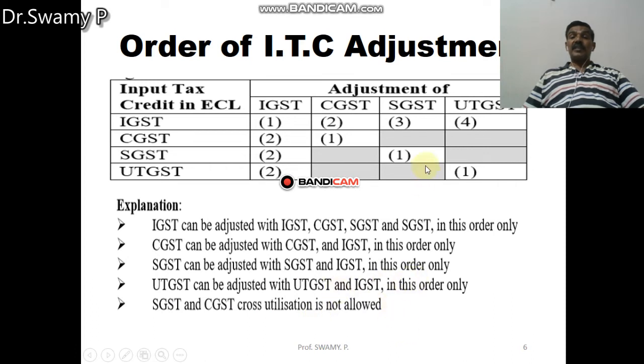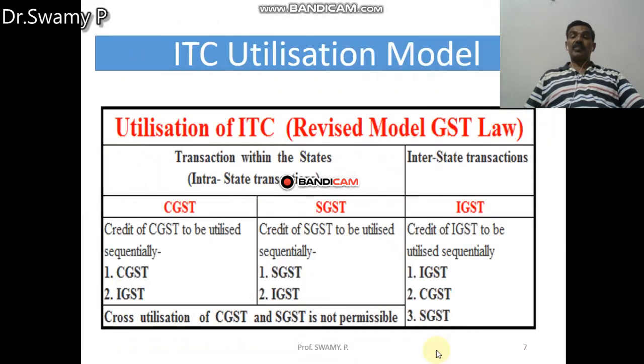And a very important thing here is intrastate input taxes cannot be adjusted one against another. That means SGST and CGST cross utilization is not allowed. CGST cannot be adjusted against SGST. SGST cannot be adjusted against CGST. They can be adjusted only against IGST. This is the order. It can be explained another way.